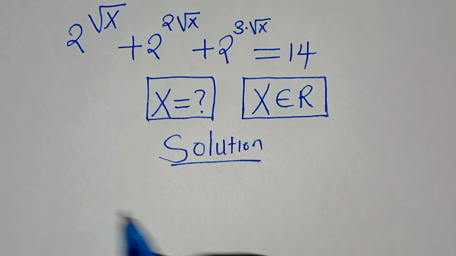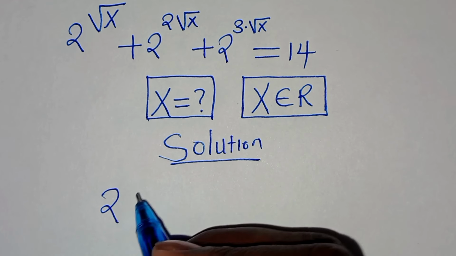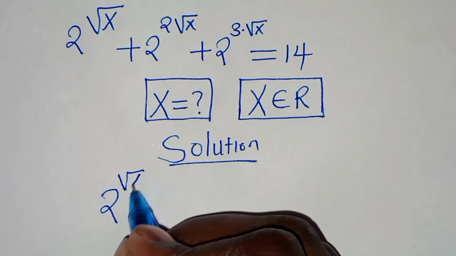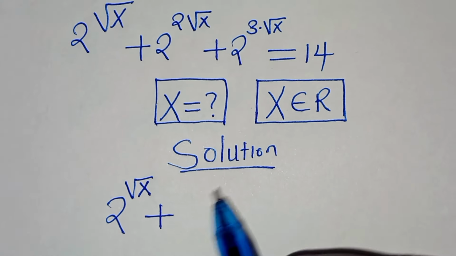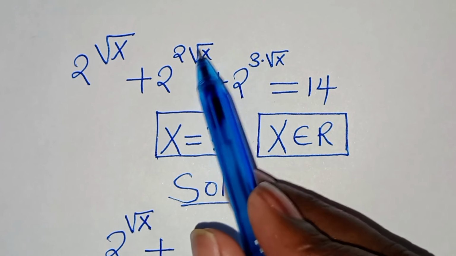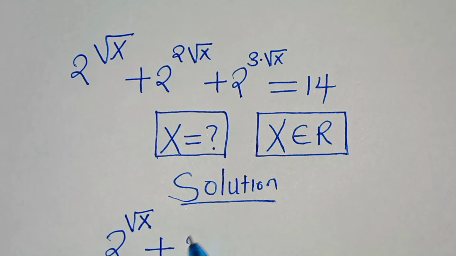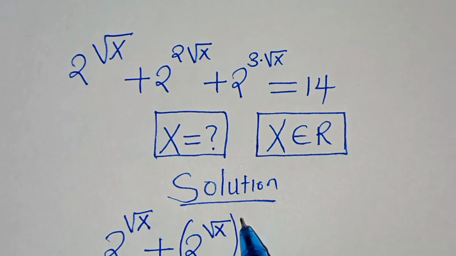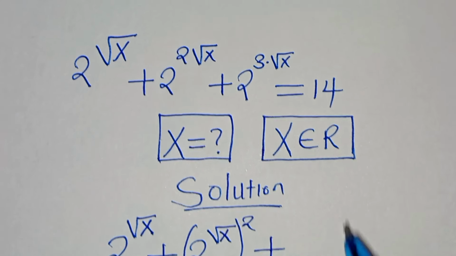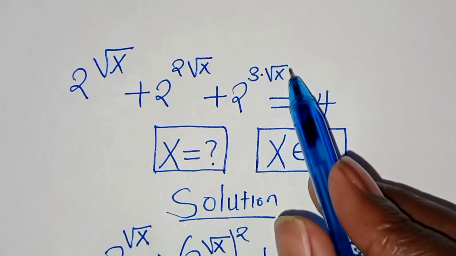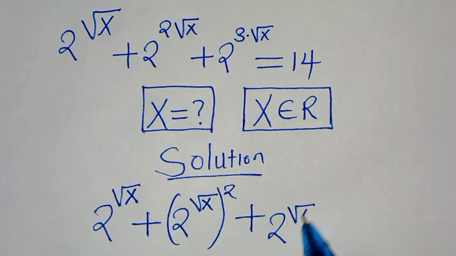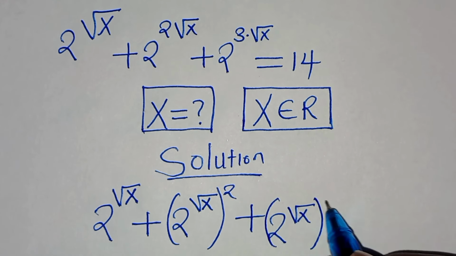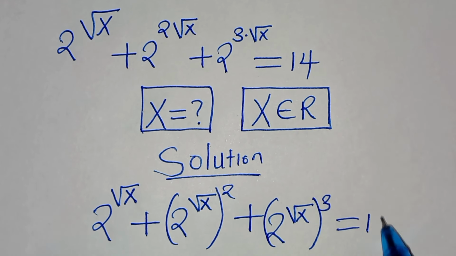Now we have 2 to the power of square root of x, then plus, here we have 2 to the power of 2 square root of x. This we can express as 2 to the power of square root of x raised to the power of 2, then plus, here we have 2 to the power of 3 times square root of x, which we can express as 2 to the power of square root of x raised to the power of 3. This is equal to 14.